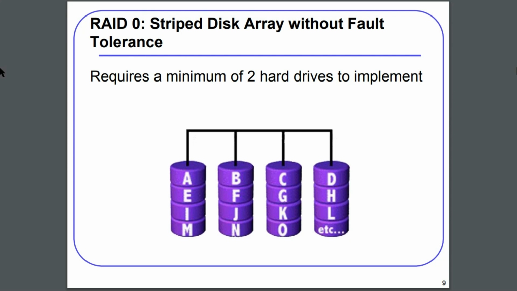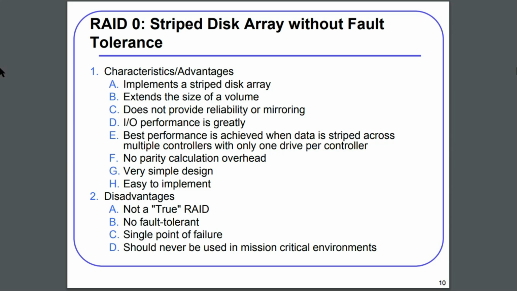So in this slide we can check RAID 0. RAID 0 is a striped disk array without fault tolerance. It requires a minimum of 2 hard drives to implement RAID 0. Characteristics and advantages of RAID 0: it implements a striped disk array, extends the size of the volume, and does not provide reliability or mirroring. Input-output performance is greatly improved, and the best performance is achieved when data is striped across multiple controllers with only one drive per controller. There is no parity calculation overhead, and it is a very simple design and easy to implement.